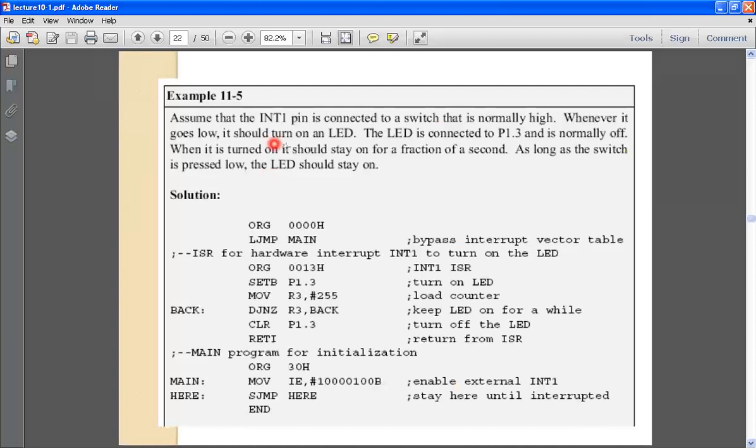It should turn on the LED. So this is our requirement: turn on the LED. Now the LED is connected to port P1.3 and it is normally off. So the status of the LED, when it is connected, is normally off. When it is turned on, it should stay on for a fraction of a second.